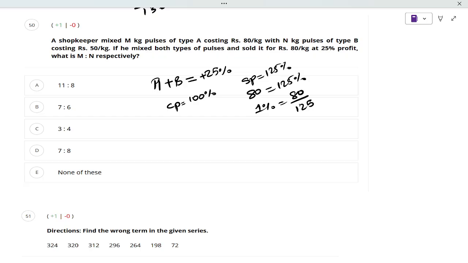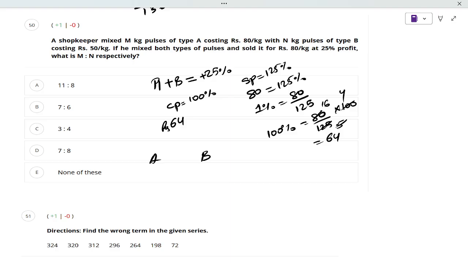We need to find the cost price. So here the cost price is 100%. So 80 by 125 into 100, 5 times 5 and so on, will give us 64. So the cost price was 64 rupees per kg, whereas they sold it at 80 rupees per kg with a profit of 25%. Alright, now the type A and type B.